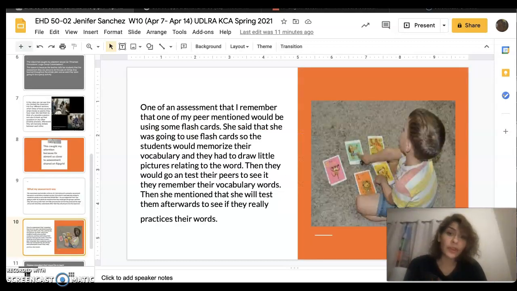I also remember one of the assessments that I saw from one of my peers on Flipgrid for the assignment. She said that she would use flashcards. Her students would write the words on one side, and on the other side they would draw a picture related to the word, and then they would go to their peers and test each other so that they had an idea of what was going on. And then after that, she said she was going to test them so they can practice the words and see where they really are.